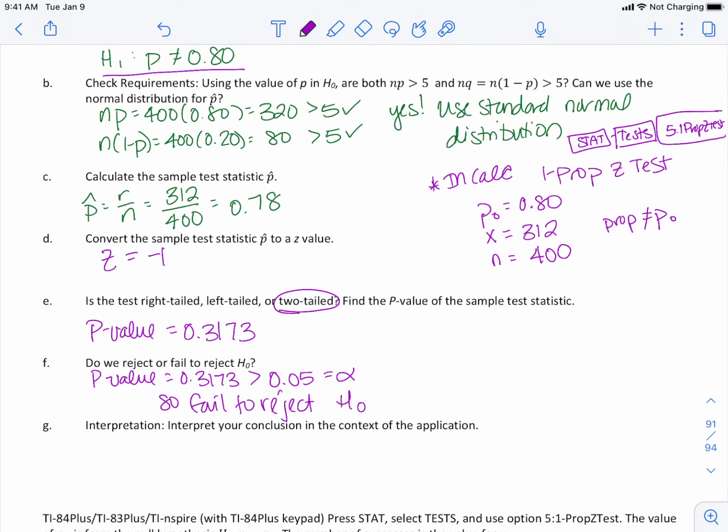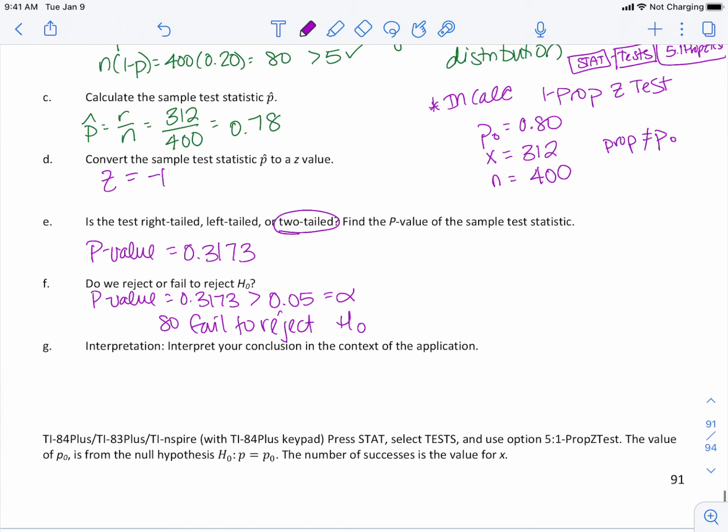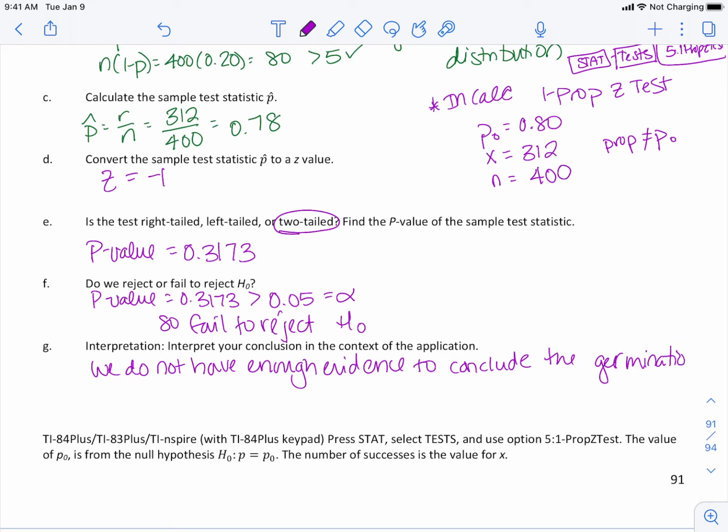So to interpret this, we would say we do not have enough evidence to conclude the germination rate is not 80%.